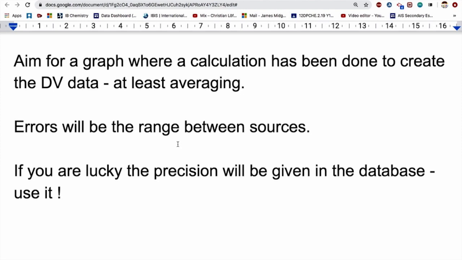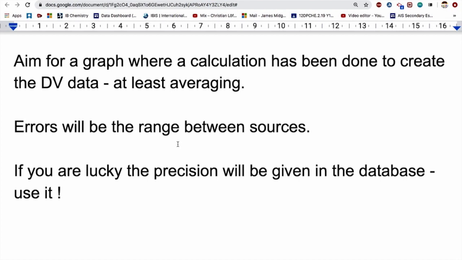The rubric for marking IAs does not say that you have taken into consideration uncertainties correctly and propagated them appropriately. What it does say is that you have considered uncertainties. Considered, and that's the key word. You don't know the uncertainty on the data in the database that you are using. If they say it, brilliant, use it.